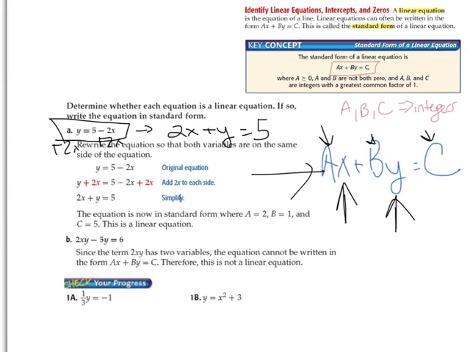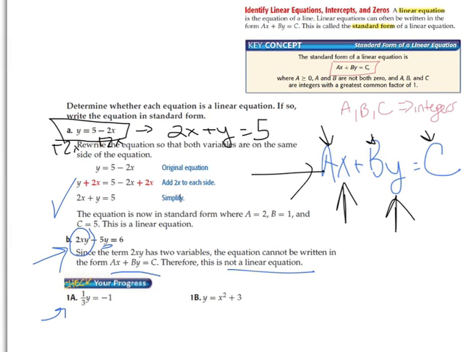And because that's in standard form, it is indeed a linear equation. Now if we look at b, we have 2xy minus 5y equals 6. The issue here is that it has another y attached to it. There is no way for me to rearrange it into standard form because I couldn't divide by y on everything, or else I would get rid of this y as well. Therefore, it's not a linear equation.